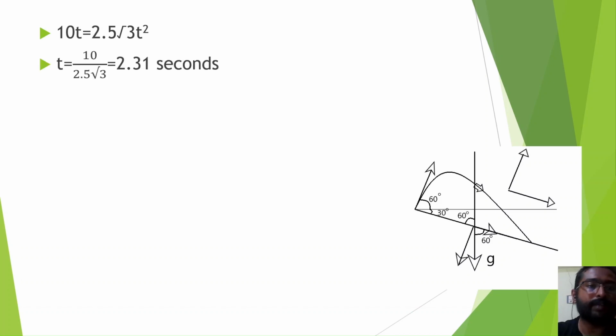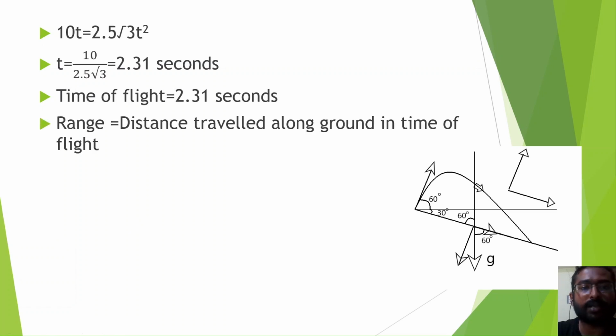Okay, so when we cancel t, we will get t as 2.31 seconds. That means the time it takes for the ball to travel this distance is 2.31 seconds. So what is this 2.31 seconds? That is actually the time of flight. Okay, now we have to find the range. What is range? The distance traveled along the inclined ground in the time of flight.